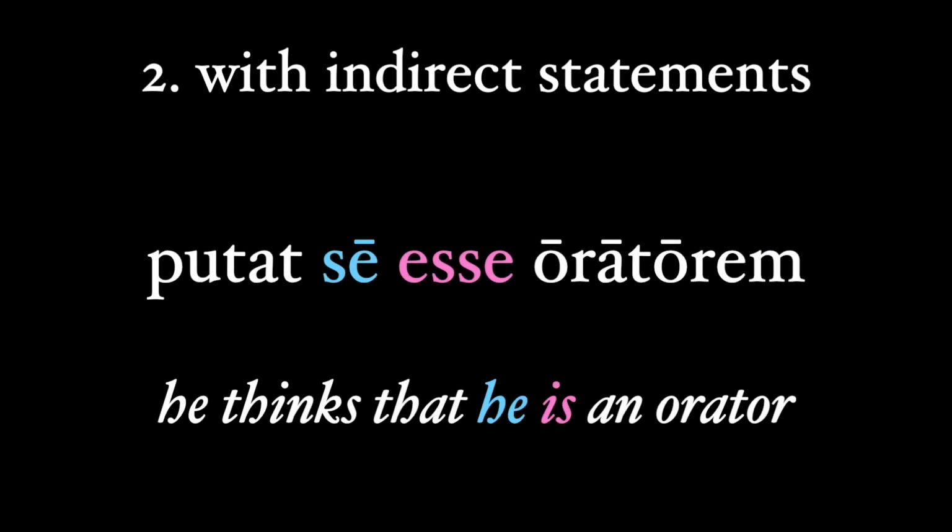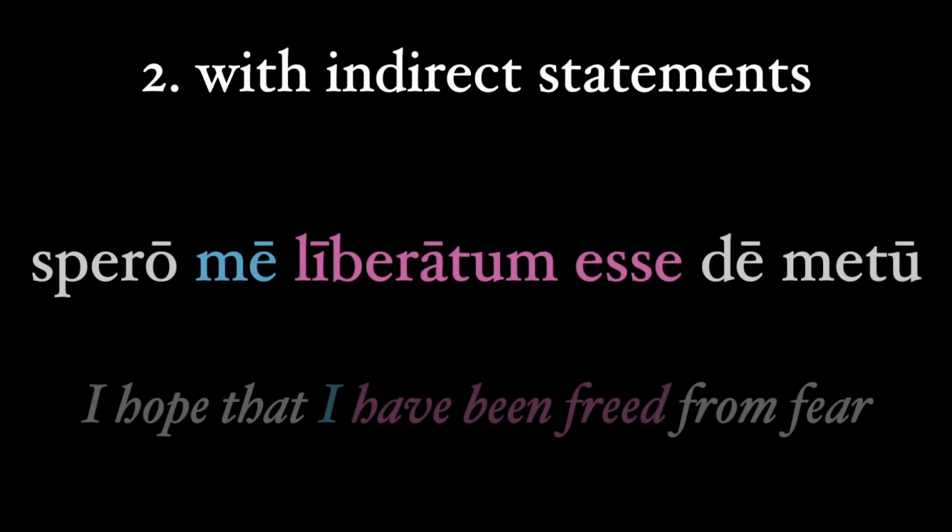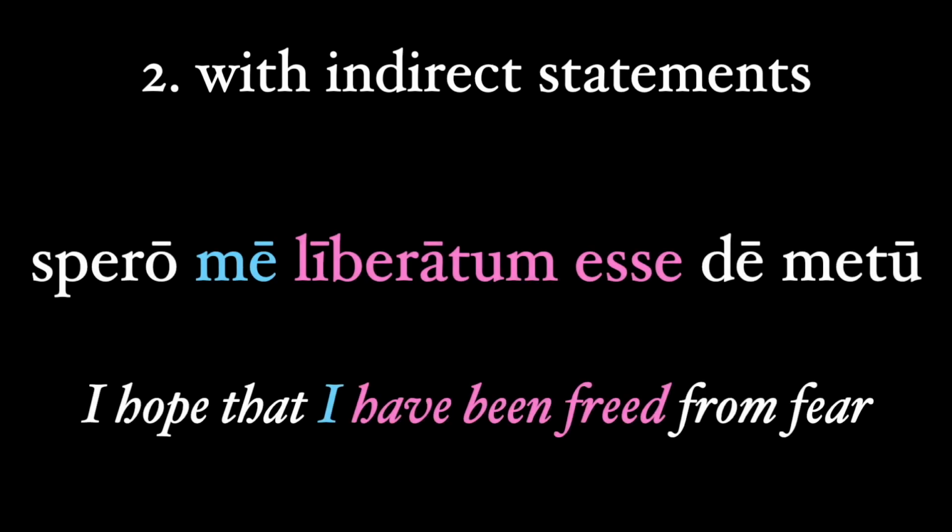Putat se esse oratorem. He thinks that he is an orator. The accusative se is the subject of esse. Spero me liberatum esse de metu. I hope that I have been freed from fear. Me is the accusative subject of liberatum esse.